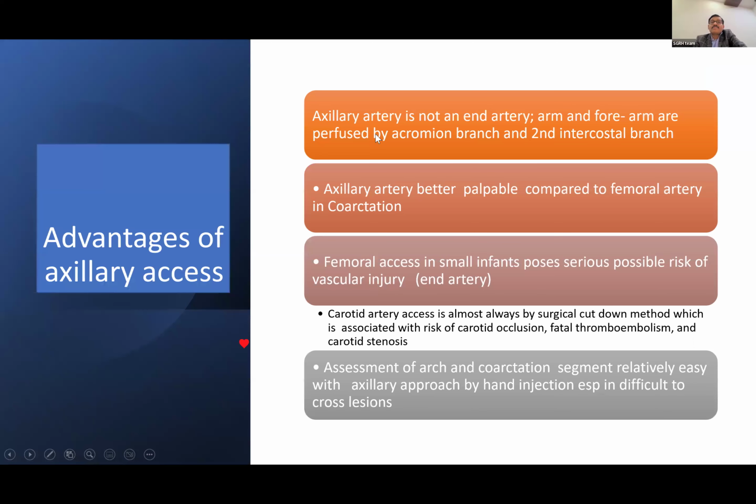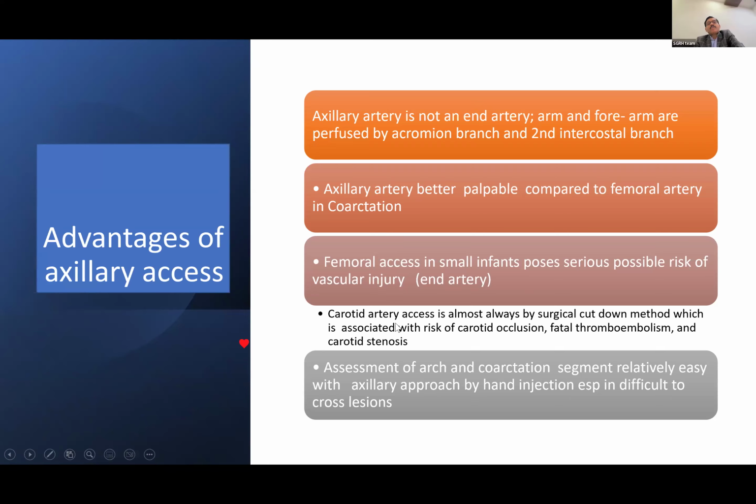Advantages: the axillary artery is not an end artery. See, the femoral artery is an end artery. If you have thrombus in the femoral artery, you may have a limb threat. But the axillary artery is not an end artery. Arm and forearm are perfused by the acromial branch and the second intercostal branch. Then the axillary artery is better palpable compared to the femoral artery in coarct. You know this, upper limb pulses are palpable, the axillary artery is bounding. So the palpability is so good that you feel the axilla and you can easily puncture without using guidance. Femoral access in small infants may lead to vascular injury.